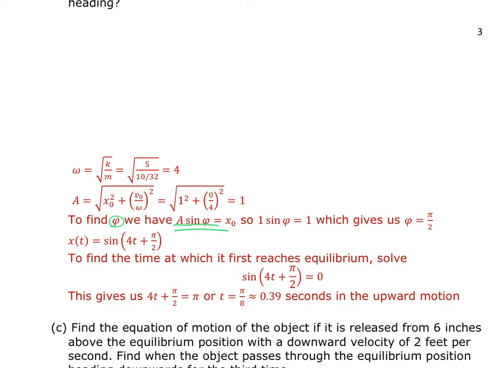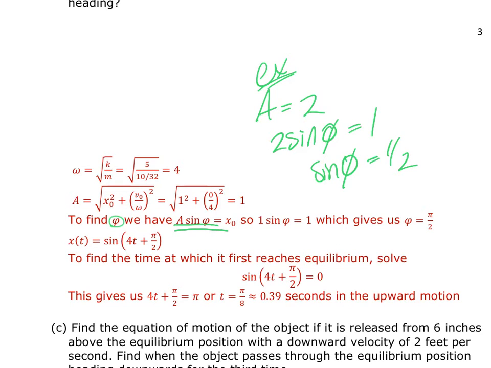Now if my A, as a different example, if my amplitude was 2 instead, then I would have had 2 times the sine of phi is equal to 1. The sine of phi is equal to 1/2. And so my angle would not be pi over 2. So it's not always going to be pi over 2. Whether or not it's pi over 2 is based on my initial position and my amplitude. Because those are equal, my phi, or my angle, is pi over 2.